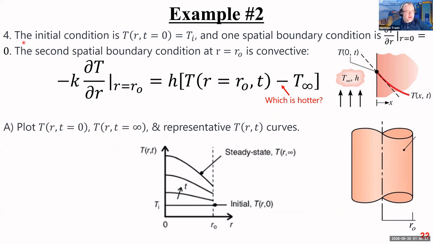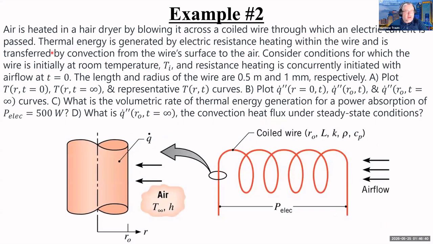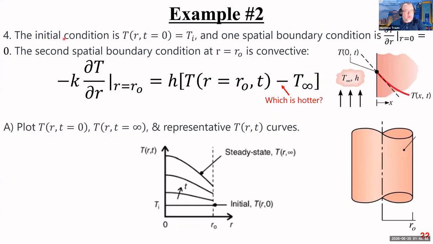Let's see, what are we doing? Okay, we're plotting T, and we're plotting Q. Okay, so yeah, here it is. So we're plotting. Okay, so we've got to figure out how to plot temperature as a function of r, the radius, for the initial time, temperature across the radius at the final time, which is just out at infinity when the whole thing has reached steady state, and then some representative curves. Okay, and here they are. Let's see how we did this.